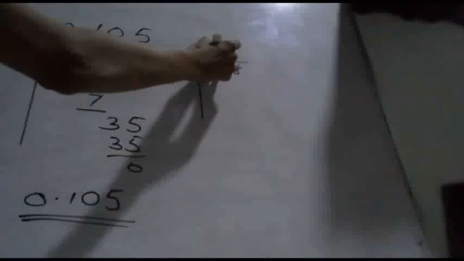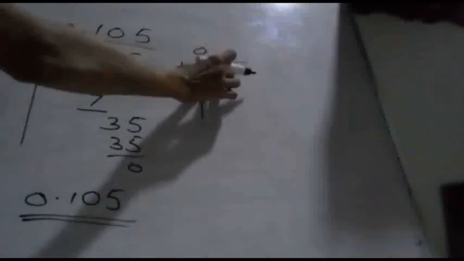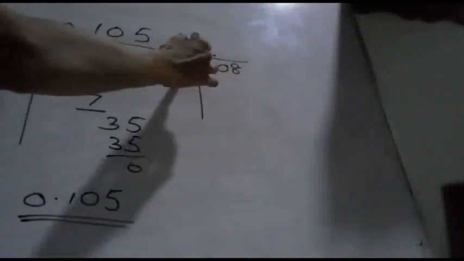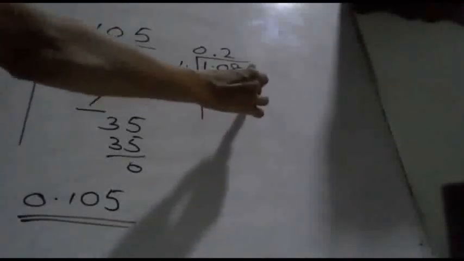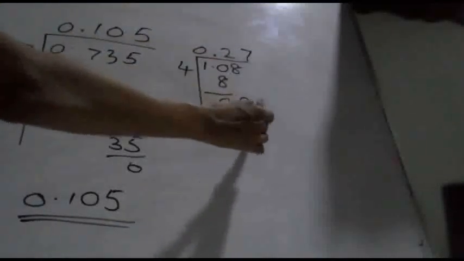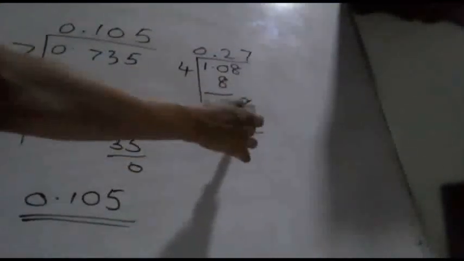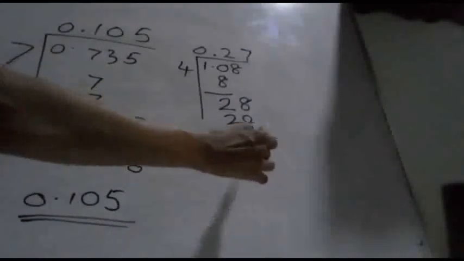Question number 9. 1.08 is divided by 4. Here we put decimal point here. 1 is smaller than 4. Then there are no 4's in 1. Then we take 10. 4 times 2 is equal to 8. 8 is subtracted from 10, here 2. We write this 8 here. 4 times 7 is equal to 28. Subtracted from 28, 0. 0.27.